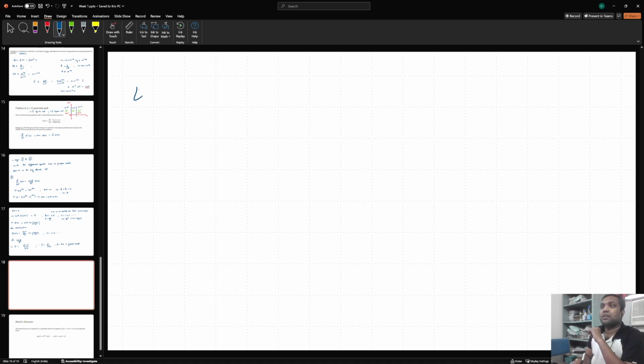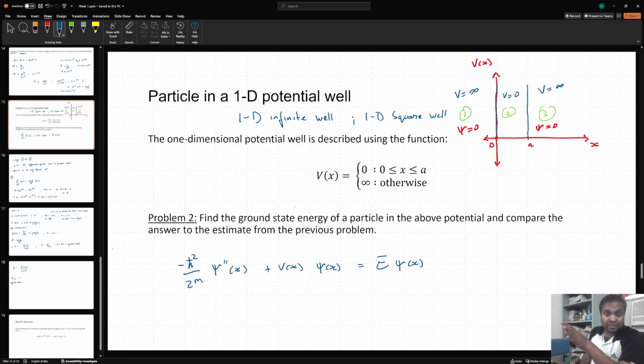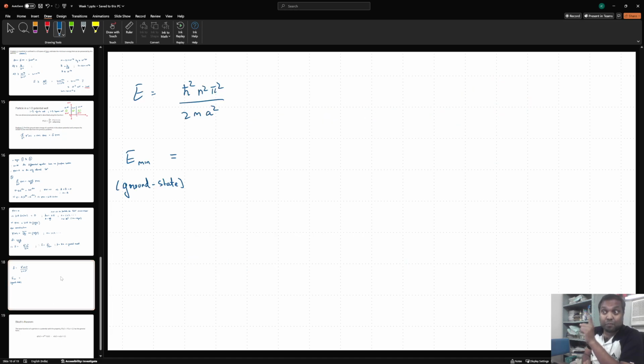this E to be h bar squared n squared pi squared upon 2m a squared, which implies the ground state energy, which is the minimum energy. This is what is referred to as the ground state, the lowest possible energy. First and foremost, as you can notice, because the electron was forced to be confined in this value, it can never have zero energy. It has a finite positive energy. Now let us see what that is.